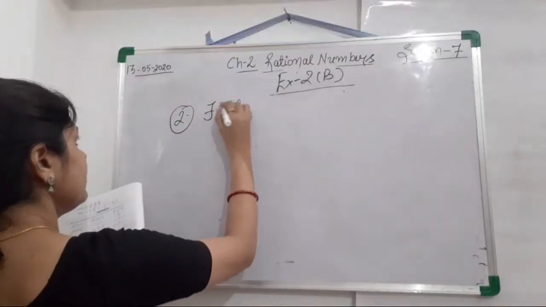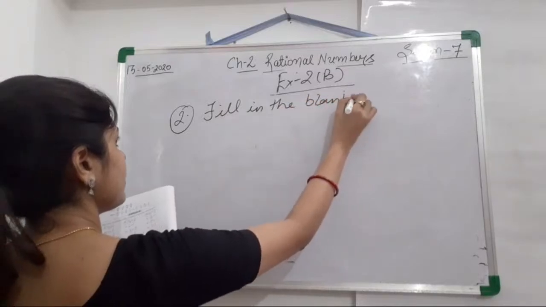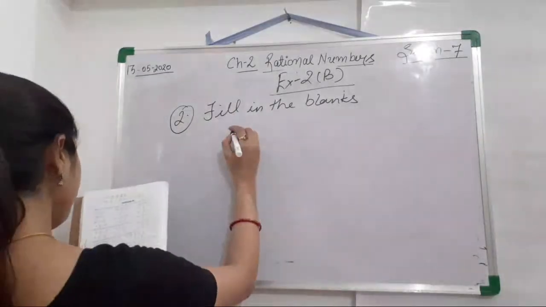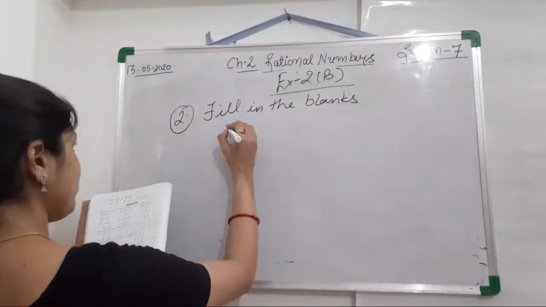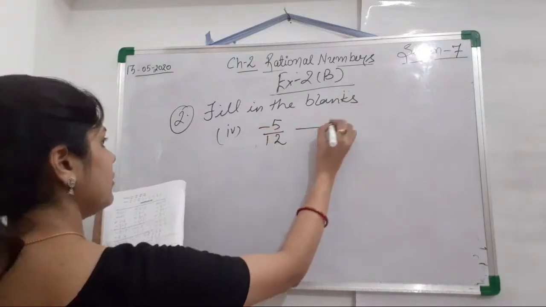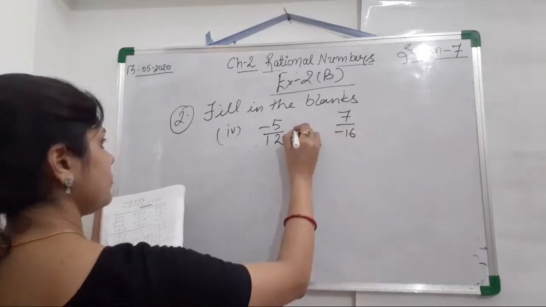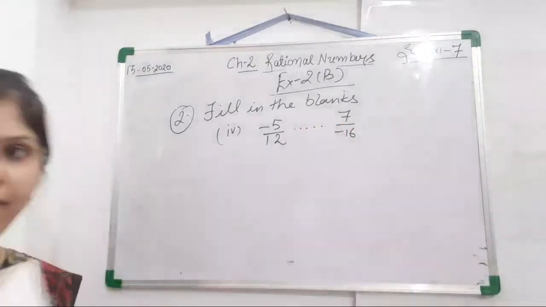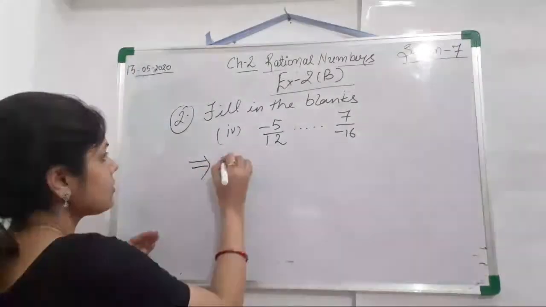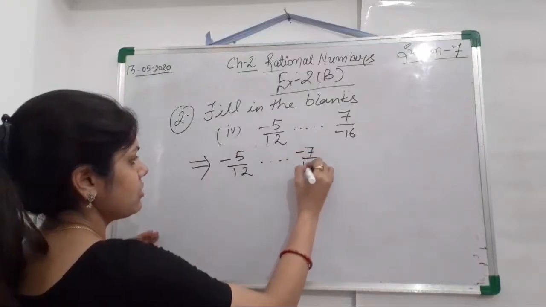Fill in the blanks. One question I am telling you, the rest you will do on your own. I am not doing the first question, I am doing the fourth question. Minus 5 upon 12, fill in the blanks, 7 upon minus 16. So again how will you do? This implies minus 5 upon 12, fill in the blanks, minus 7 upon 16, isn't it?